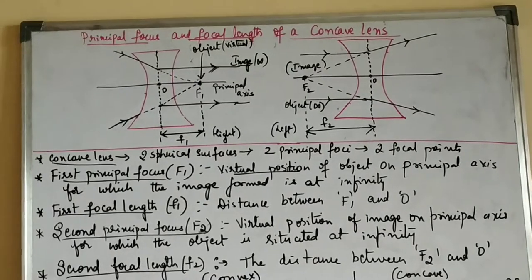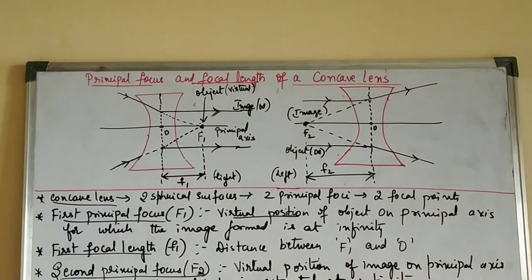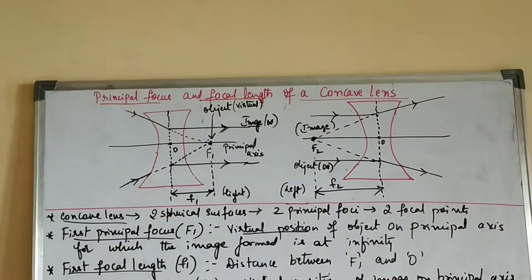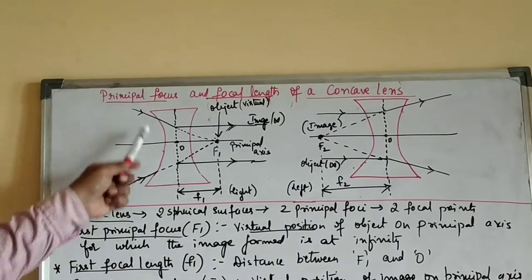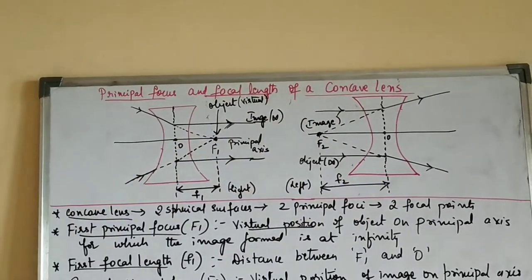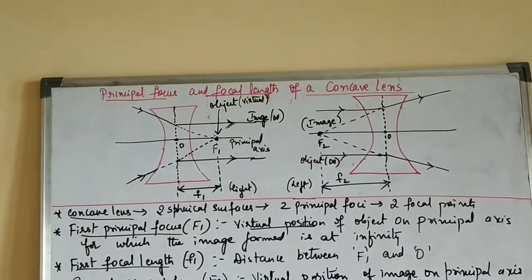Okay, students. After finishing the principal focus and focal length of the convex lens, let us move on to the principal focus and focal length of a concave lens. Now you can see here, this is the diagram of the concave lens. The center line passing through both diagrams is the principal axis.